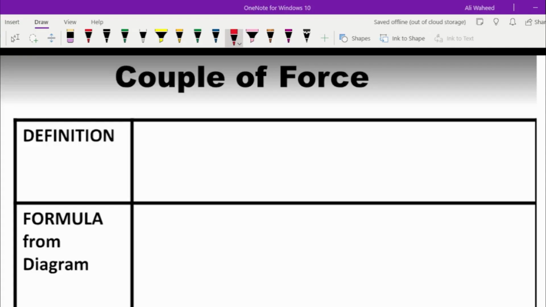The next topic that we have is couple of forces. And you generally get a question from this topic in paper 1 and sometimes in paper 2 as well. So how do we define couple of forces?